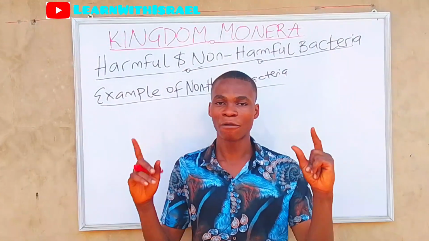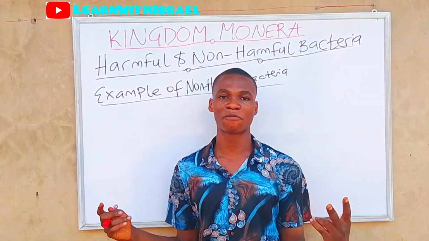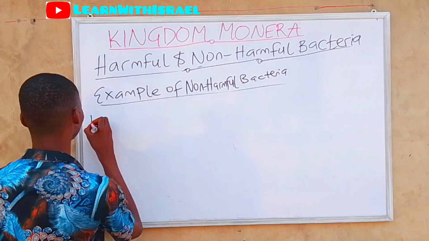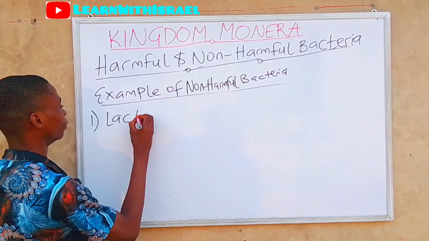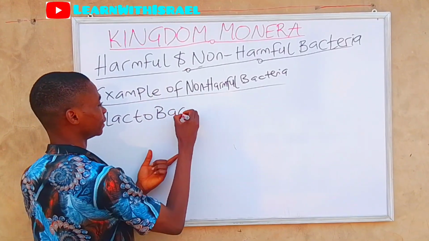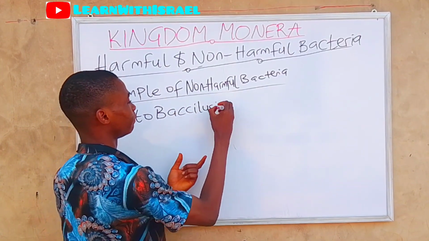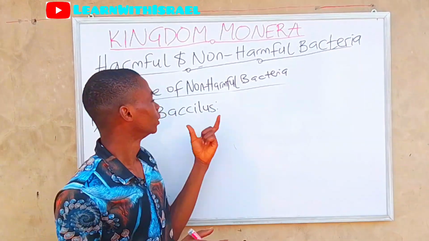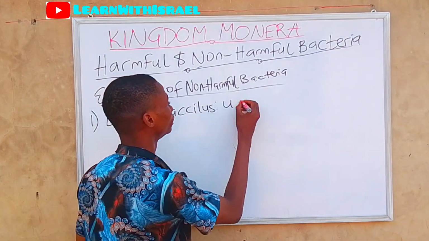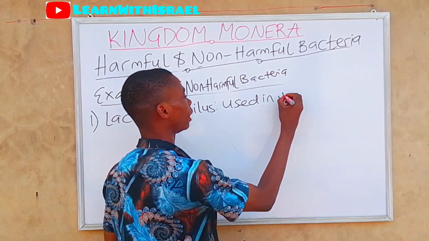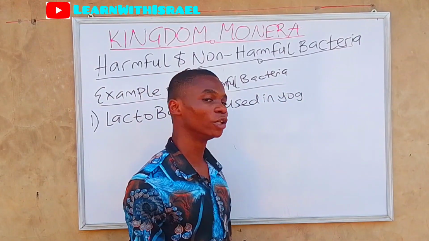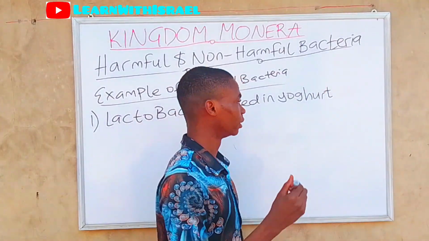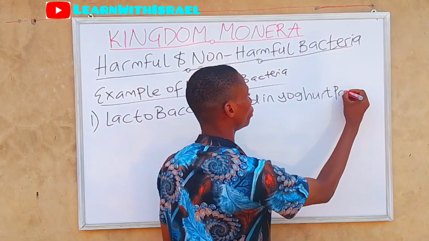As we have the harmful bacteria, we also have non-harmful bacteria that are beneficial to humankind. So the first one is Lactobacillus. I hope you will remember this when I was talking about bacteria that are rod in shape, Bacillus. So Lactobacillus is used in yogurt production.